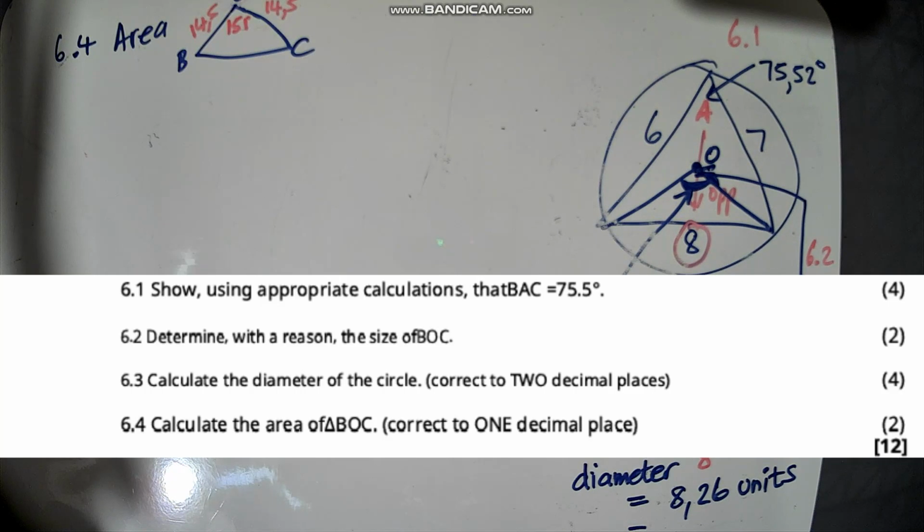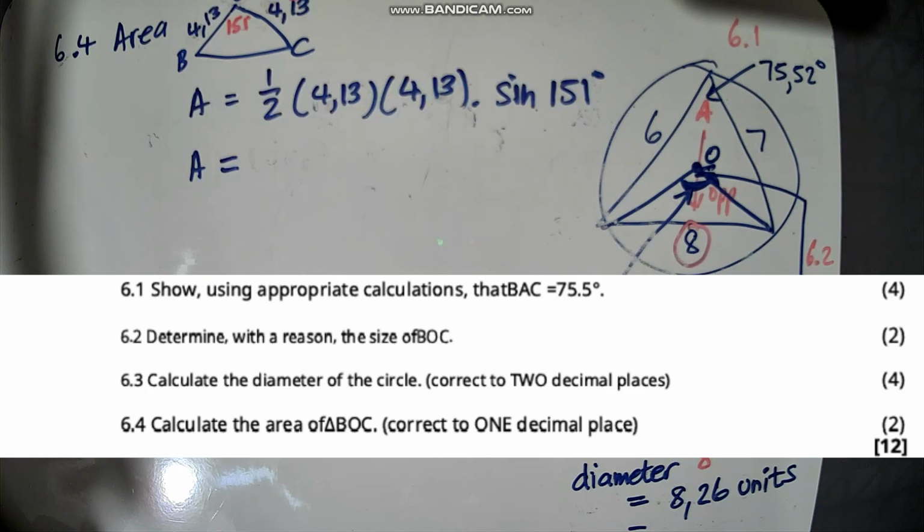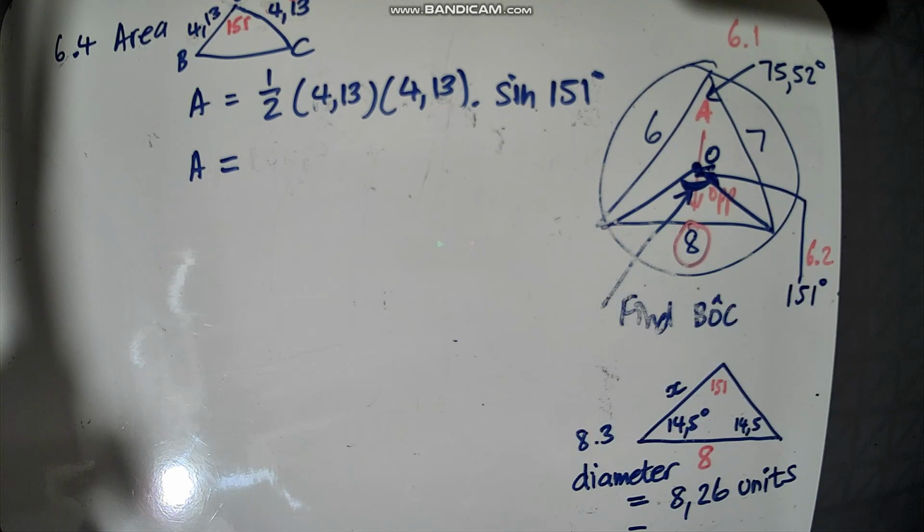Right, to the next question, calculate the area of triangle BOC. So with our area, our sides were 4,13. So it's a half times 4,13 times 4,13 times sine 151, which is the angle in the middle. And so this is how we can find the area. Plug it all into your calculator, what do you get? And so our answer on our calculator is 4,13 units squared.